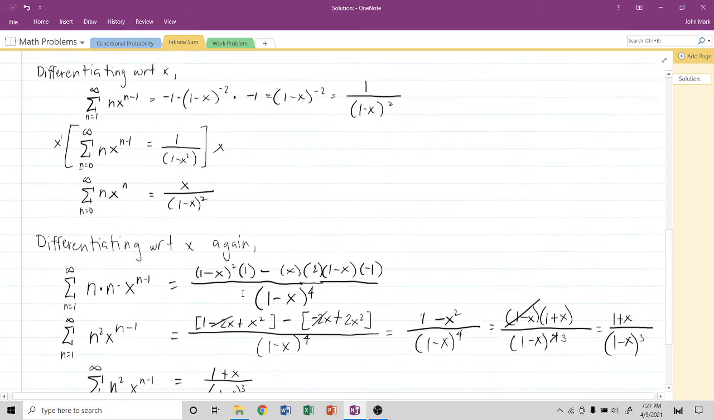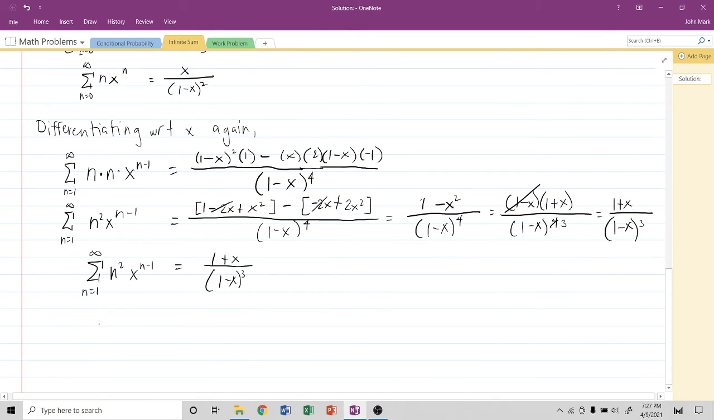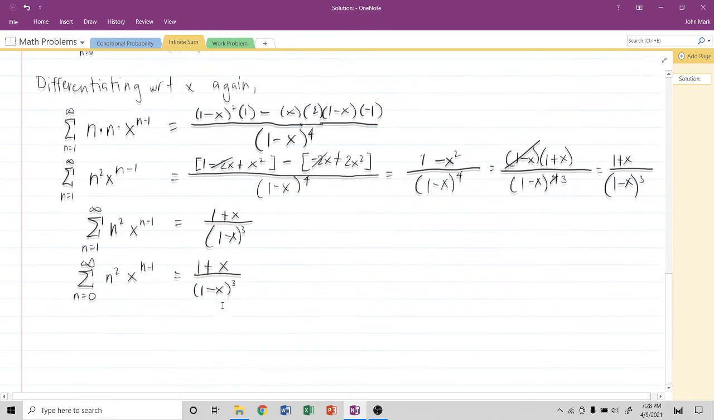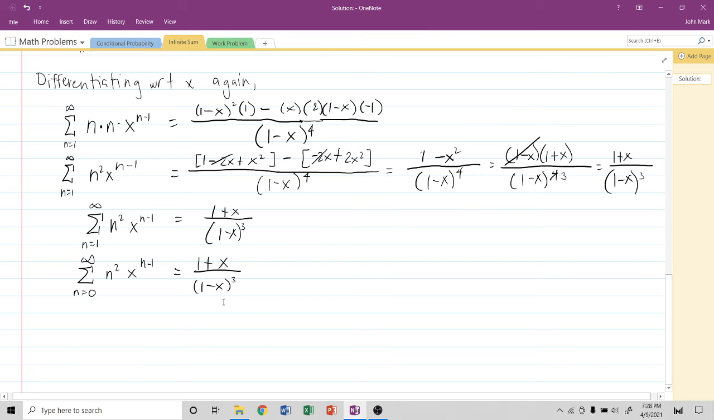Now, similarly, to what we did earlier, we can change the limits of summation without actually changing the value. So we will make this n equals 0 to infinity. The summation of n squared x raised to n minus 1 is equal to 1 plus x all over 1 minus x quantity cube. So, lastly, we can apply what we did in the earlier part. We can multiply both sides by x. So, multiplying both sides by x, we will have the summation from n equals 0 to infinity of n squared x raised to n equals x squared plus x all over 1 minus x quantity cube.